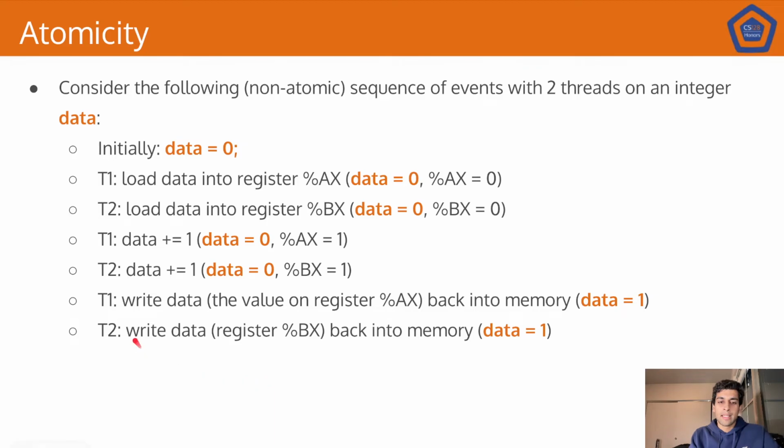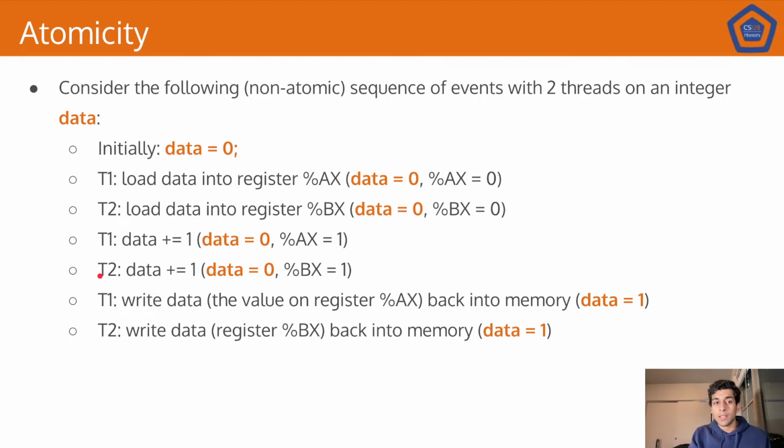But when we try to write data back into memory on thread 2, we're writing the value of the BX, that other register. So it just goes from data equals 1 to data equals 1, because we did not have this atomic sequence of events. So we said that there's no guarantee of order between threads, so you can't really have atomicity when you have threads that are able to compete with each other and override each other.